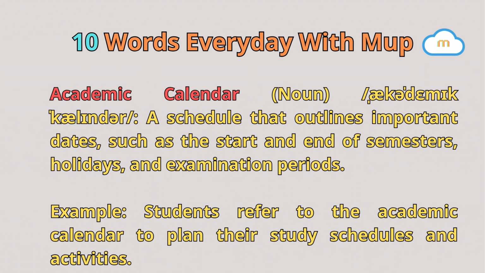Academic calendar. Definition: a schedule that outlines important dates, such as the start and end of semesters, holidays, and examination periods. Example: students refer to the academic calendar to plan their study schedules and activities.